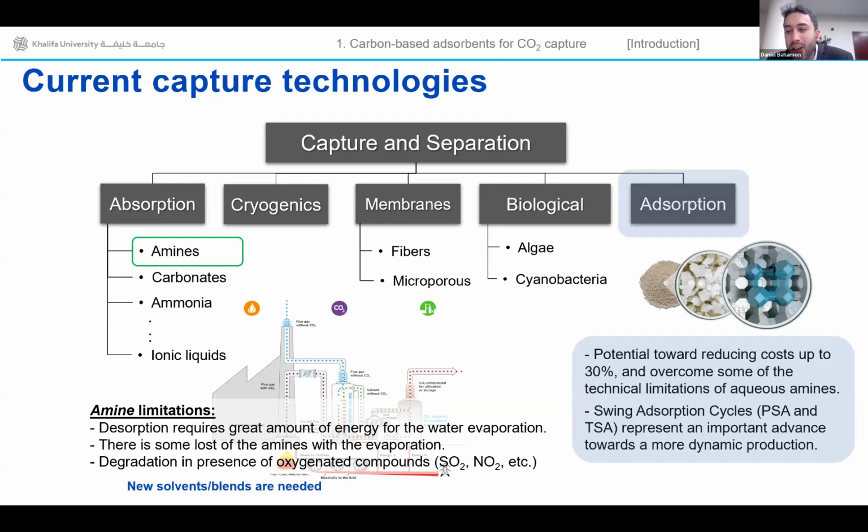That's why we are trying to use an alternative, which is adsorption. In this case, the potential is towards reducing the cost by up to 30% by using these solid, porous materials. And making use of these swing adsorption cycles, we can have an advance in a more dynamic operation, and maybe for specific facilities in which you don't have a continuous amount of CO2 being emitted to the atmosphere.